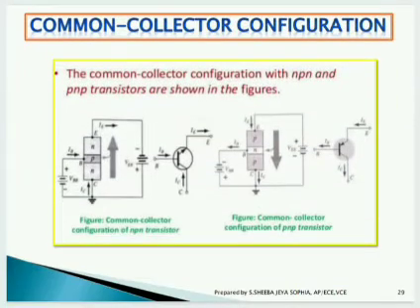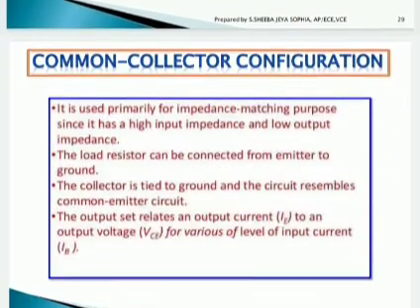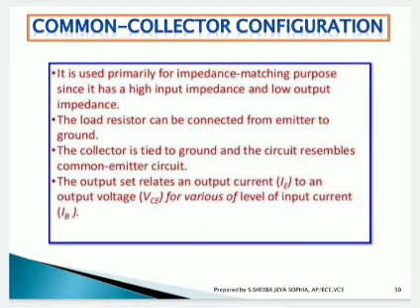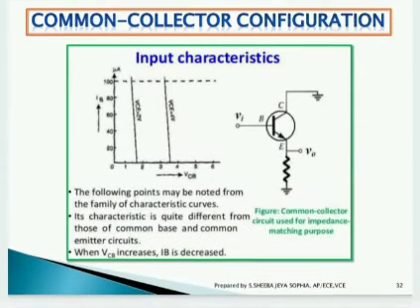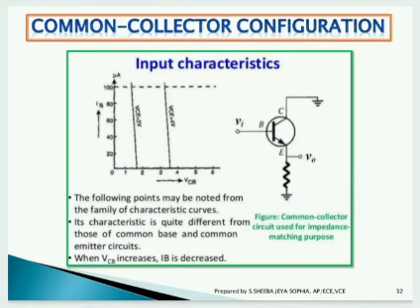Moving to the common collector configuration, the common collector configuration of both NPN and PNP transistors is given here, in which, as the name indicates, the collector is taken as the common point, input is given from the emitter junction and output is taken across the base junction. So here the collector is tied to the ground and the circuit resembles the common emitter circuit.